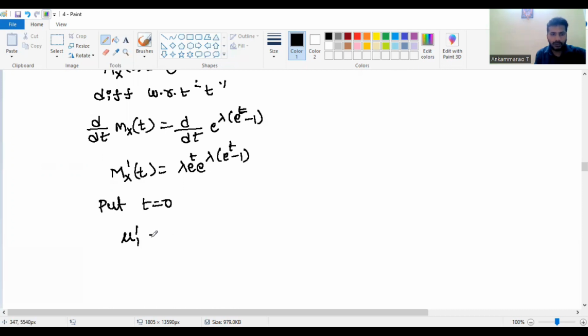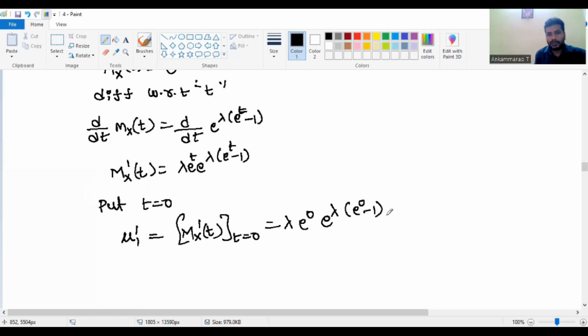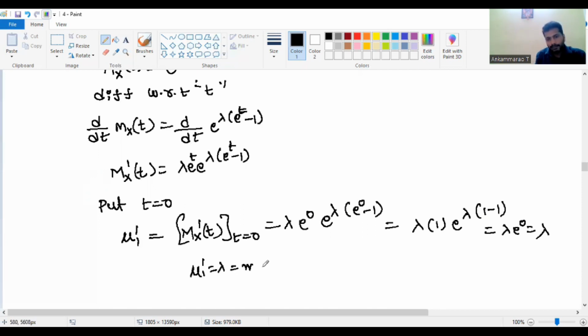Therefore mu1 dash equals mx dash of t at t equal to 0. So lambda into e power 0 into e power lambda into e power 0 minus 1. e power 0 value is 1. Lambda into 1 into e power lambda into 1 minus 1. 1 minus 1 is 0, lambda into 0 is 0. So lambda into e power 0, e power 0 value is 1. Therefore we are getting lambda. Mu1 dash equals lambda. It is the mean.